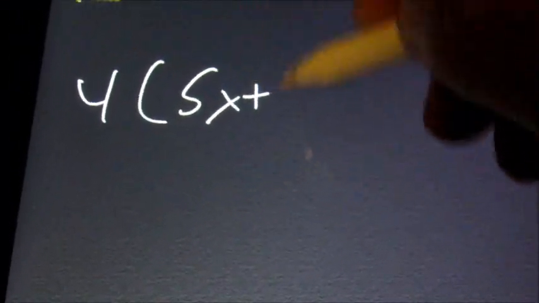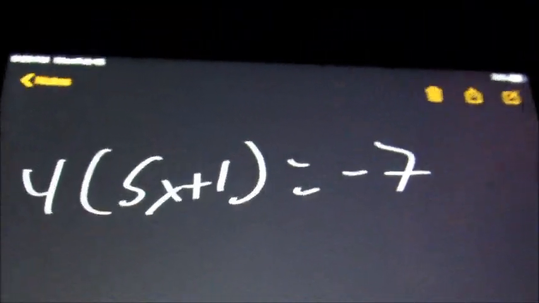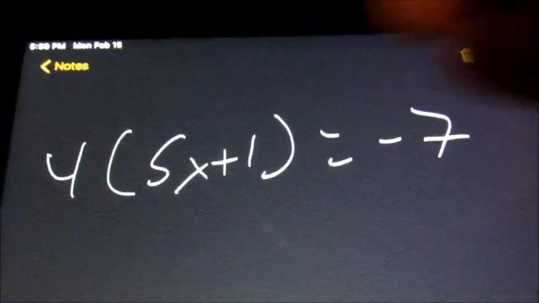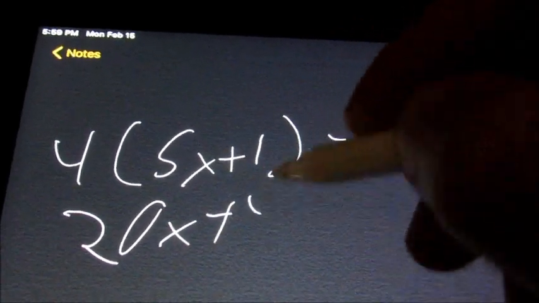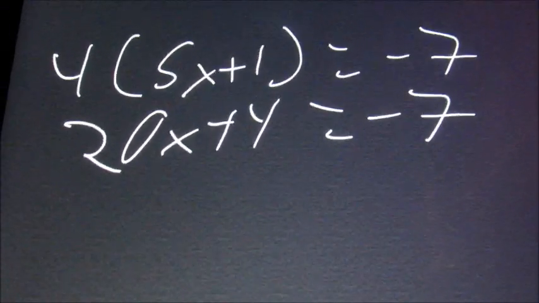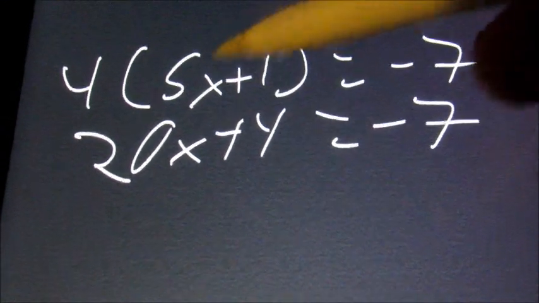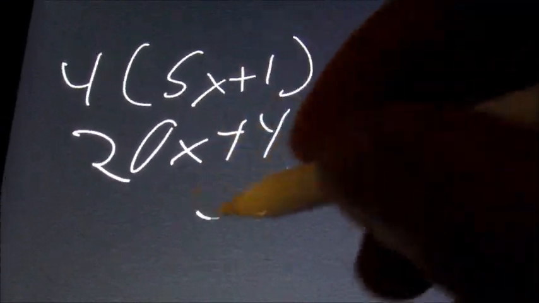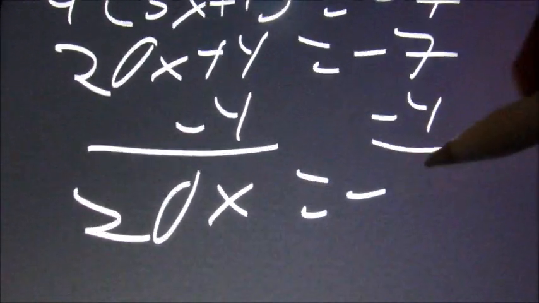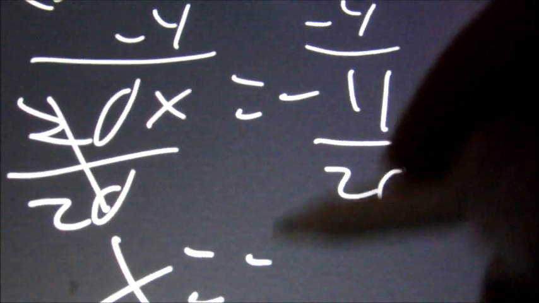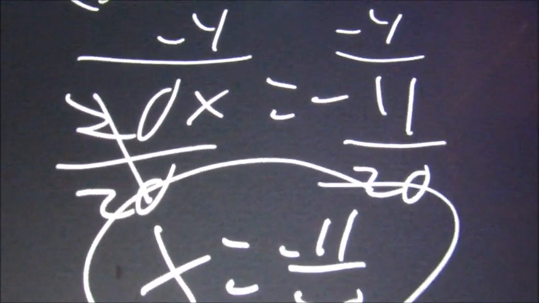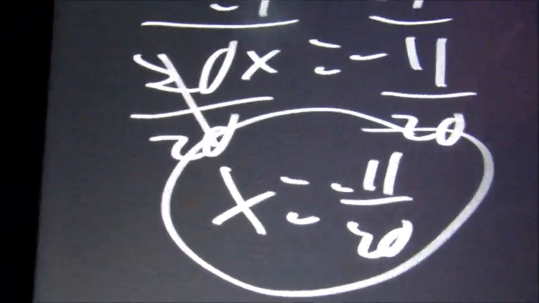Next, let's say we have 4 times the quantity 5x plus 1 equals negative 7. So we do have to distribute here. So now we're going to have a 20x plus 4 equals negative 7. We need to subtract the 4 so that we have only x's on this side. So minus 4, minus 4. We're going to have 20x equals negative 11. Divide both sides by the 20 so that all we have is the x. And we have x equals negative 11 over 20 as our final answer.